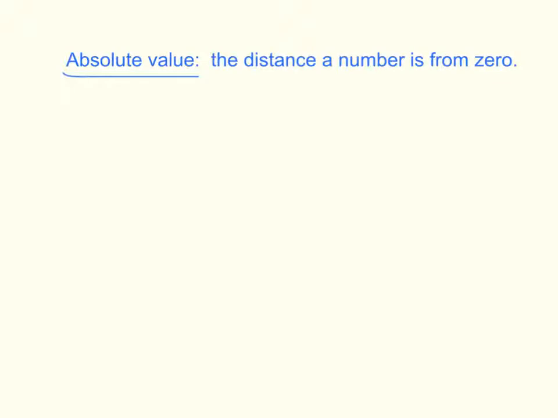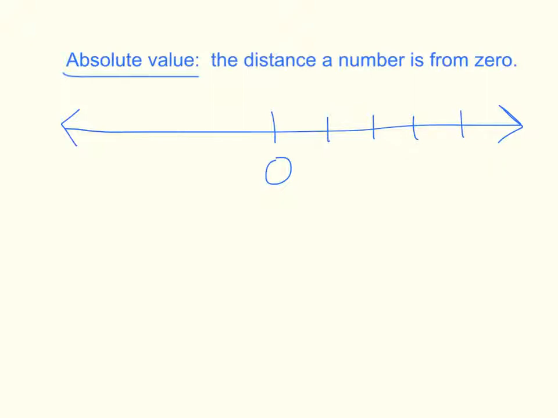Okay, so the next term, make sure you skip a line, is absolute value. Underline it. And the absolute value is the distance a number is from 0. Okay, so if we have a number line, and we have 0 here, and we have a positive 4, and let's say a negative 5, okay?